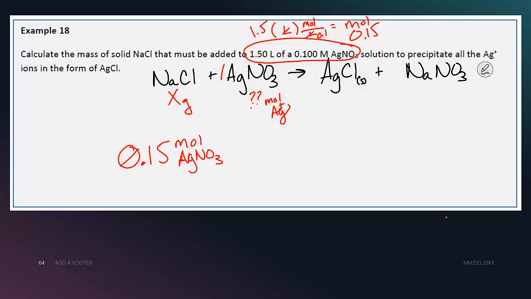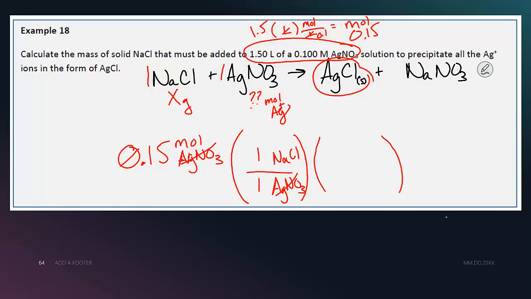For every 1 silver nitrate, I need 1 sodium chloride to get my silver chloride. So I can set up my mole to mole ratio and convert from silver nitrate to sodium chloride to figure out how much sodium chloride needs to go with it. And since it's 1-to-1, I need 0.15 moles of sodium chloride.